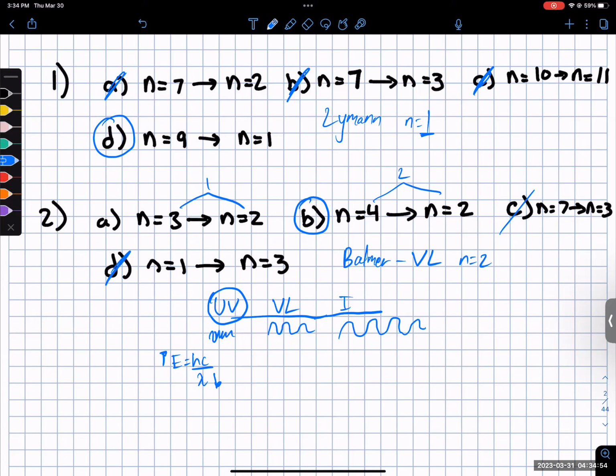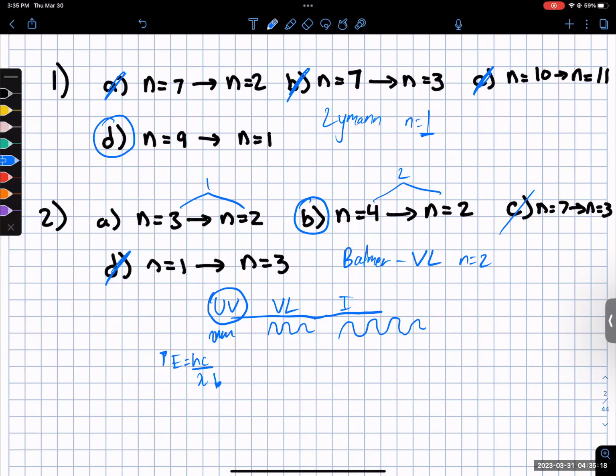Exactly. Because we know the next one up from ultraviolet is the visible light region, we would look for n equals 2 as our final energy level in the answer choices. And like you said, if there was no answer choice where n equals 2 is the final energy level, then we would go to n equals 3.